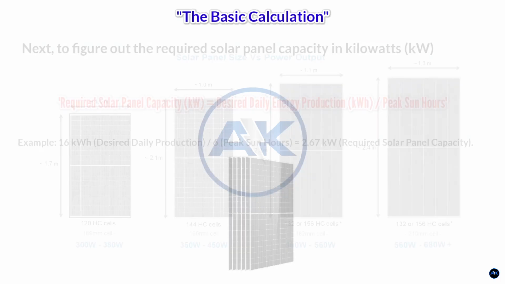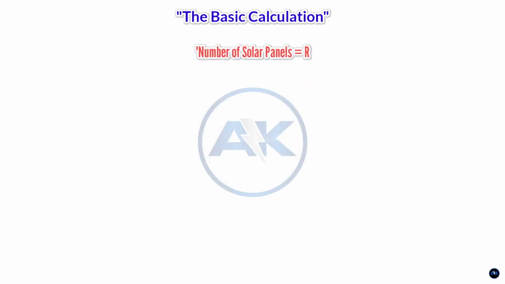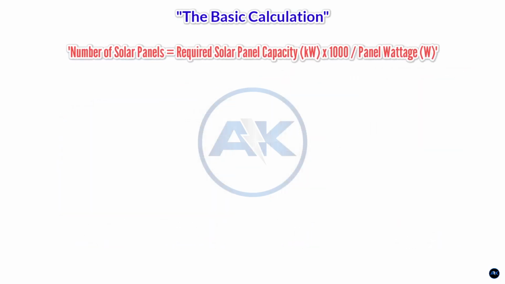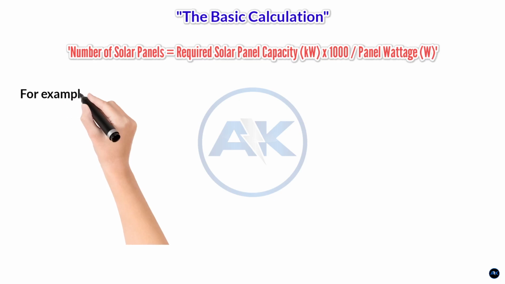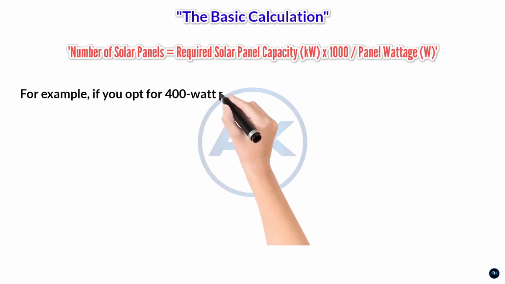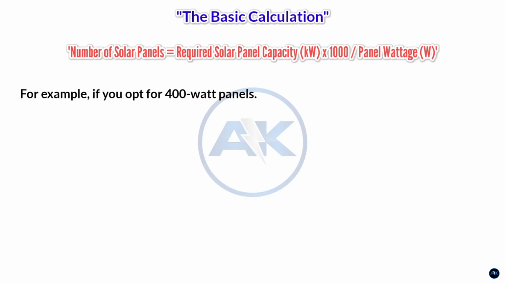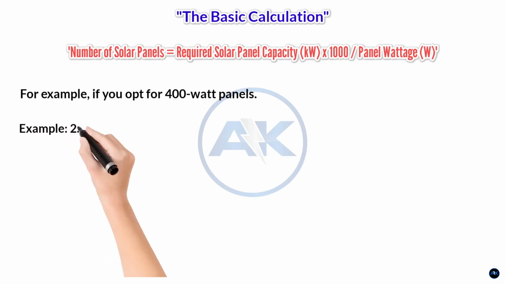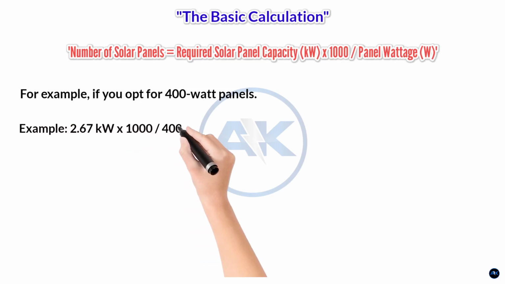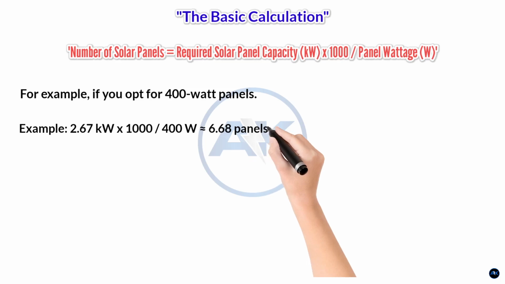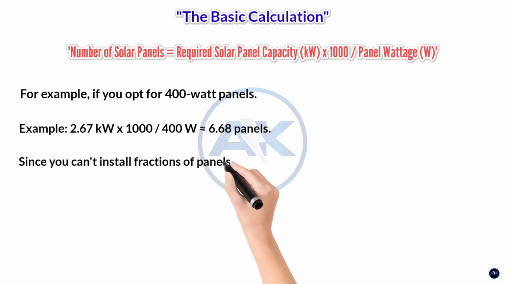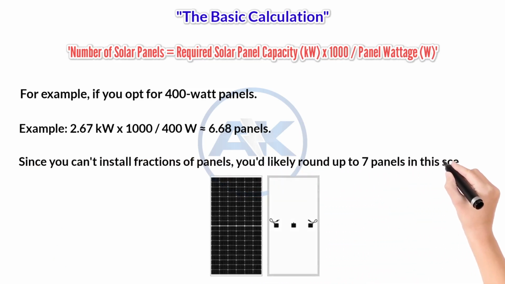Now remember that solar panels come in different wattages. To figure out how many panels you'll need, you'll divide your required system capacity by the wattage of the panels you choose. For example, if you opt for 400 watt panels, number of solar panels equals required solar panel capacity in kilowatts times 1000 divided by panel wattage in watts. Example: 2.67 kilowatts times 1000 divided by 400 watts is approximately 6.68 panels. Since you can't install fractions of panels, you'd likely round up to 7 panels in this scenario.